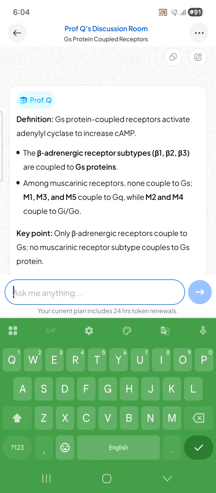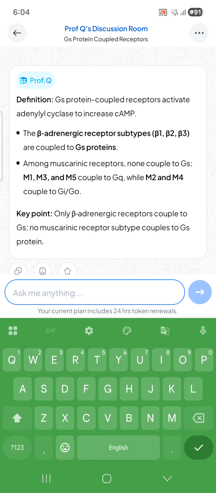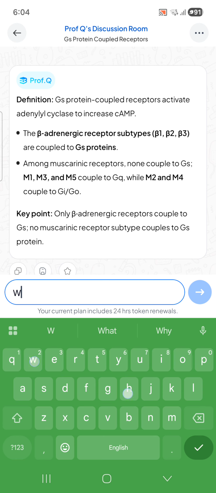The GS protein coupled receptors activate adenylyl cyclase to increase cyclic AMP. Okay, so here's the key point. This is very vital for your exams. Only beta adrenergic receptors coupled to GS. No muscarinic receptor subtype couples to GS protein. So that's the second. This is also one of the questions taken from the recent INICET 2026. Let us ask one more question.